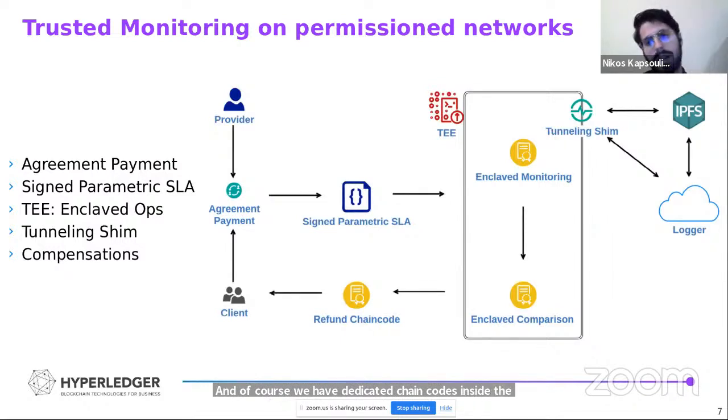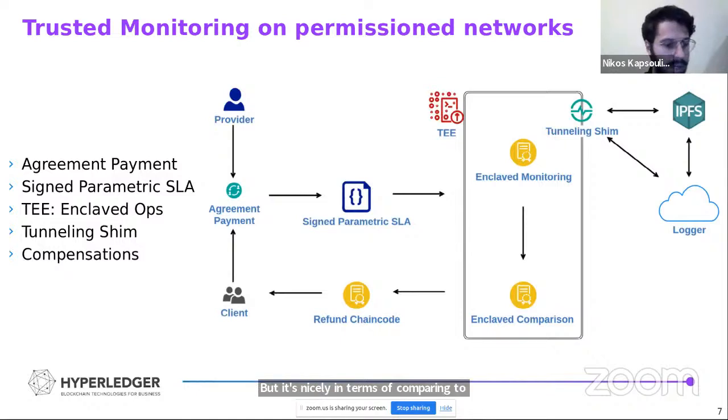The tunneling scheme is a connector that we use for passing the computed SLAs, the computed measurements of an SLA, from the outside world inside the blockchain and the TEE. And the compensation is the refunding that we're going to see, that it happens automatically, and precisely in terms of comparing to the contemporary methods.